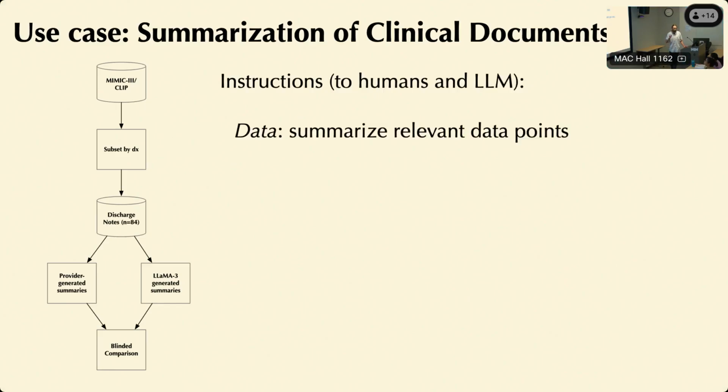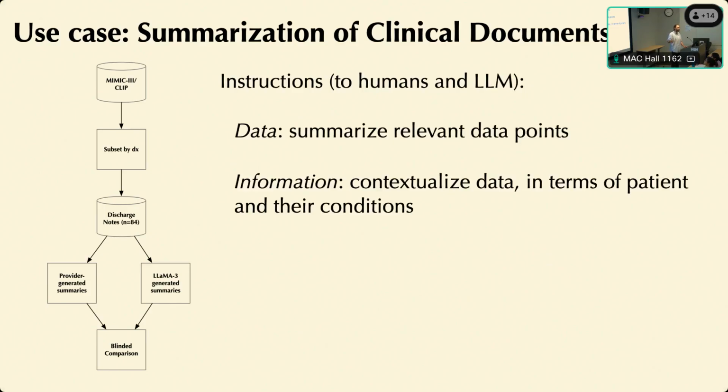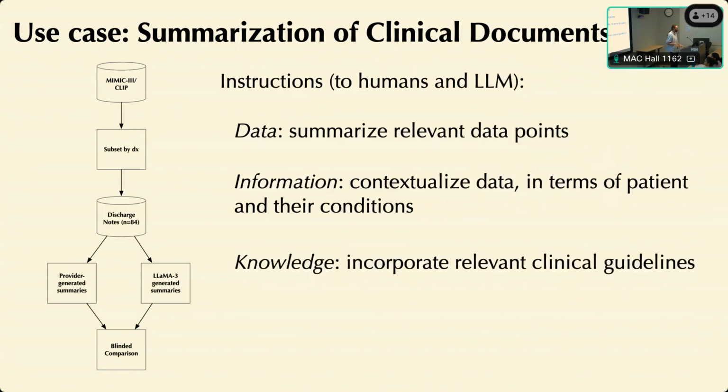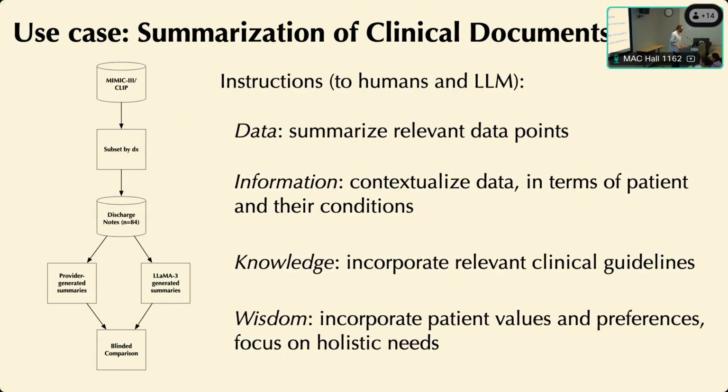The synopsis of the instructions we gave at the data level were to focus just on summarizing underlying data points from the note. For information, we asked it to include relevant context about the patient and their conditions, as opposed to just listing diagnoses and medications. For knowledge, we asked the humans and the LLMs to try to incorporate information that they might have access to from various guidelines or what they knew about treating those diseases. And then for wisdom, we asked them to zoom out a bit and think about patient values and preferences and focus on the more holistic needs of what that patient might need going on.